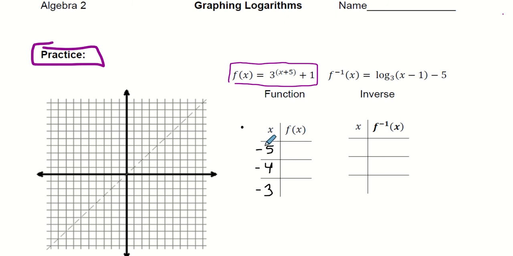Anyway, if I plugged in -5 here, -5 plus 5 is 0, 3 to the 0 is 1, 1 plus 1 is 2. If I plug in -4, -4 plus 5 is 1, 3 to the first power is 3, plus 1 is 4. And then if I plug in -3, -3 plus 5 is 2, 3 to the second power is 9, plus 1 is 10. So again, you're just plugging those numbers in.